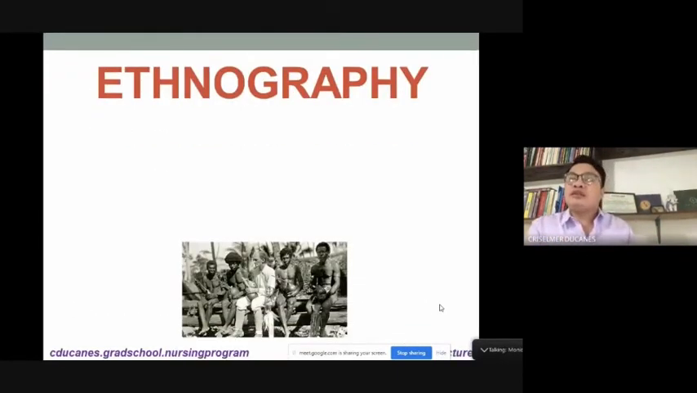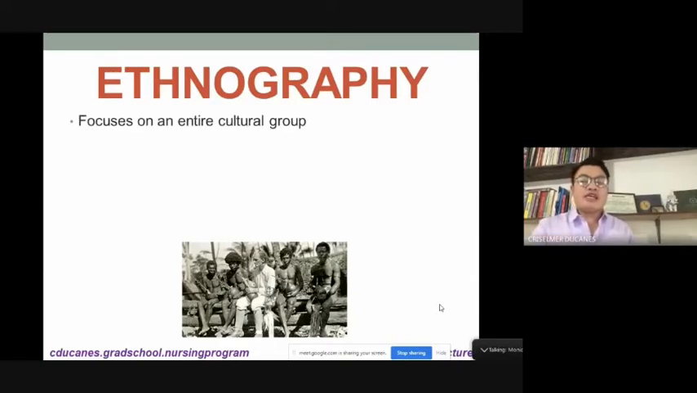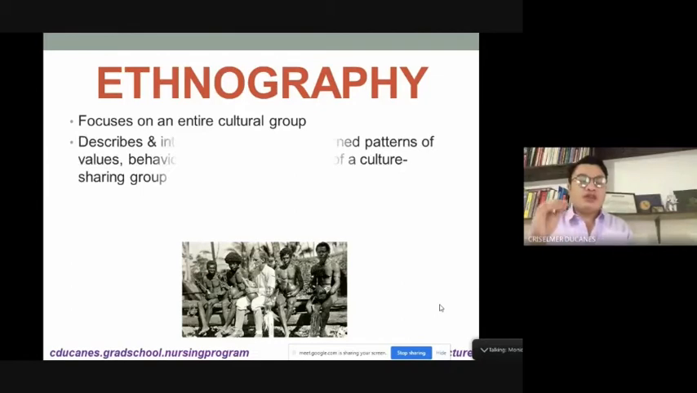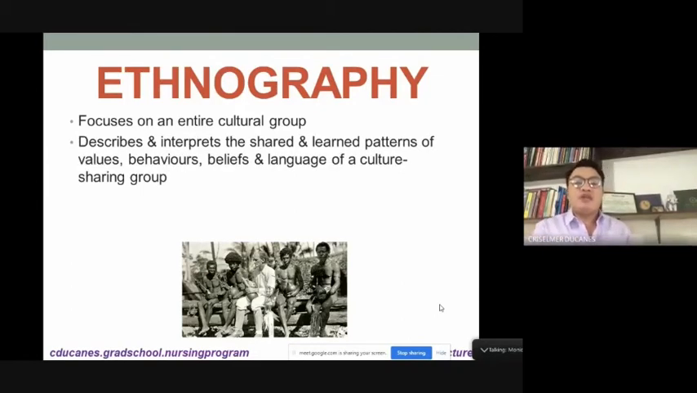Next topic or next type of your qualitative study is your ethnography. Okay, so from the word itself, it focuses on the entire cultural group. Okay, so if you want to study a particular ethnic group or cultural group, you would probably utilize your ethnography. So it describes and interprets the shared and learned patterns of values, behaviors, beliefs, and language of a culture-sharing group. Okay? So remember, values, behaviors, beliefs, and language. If you want to study those aspects in a particular group or ethnic group, you can use your ethnography.